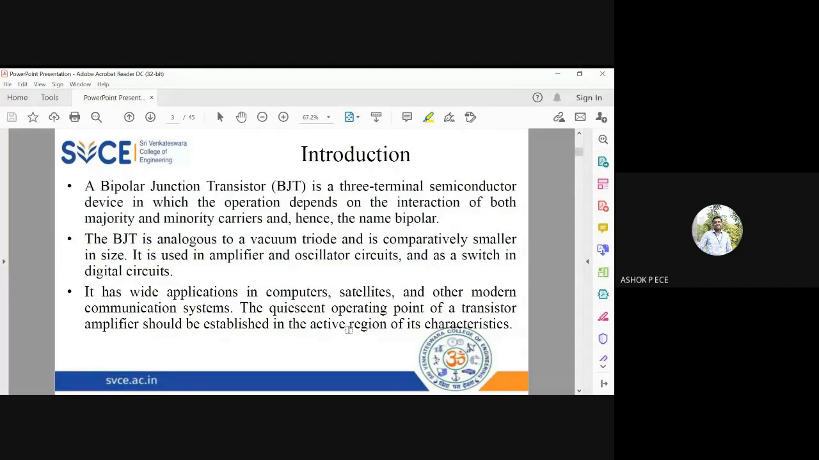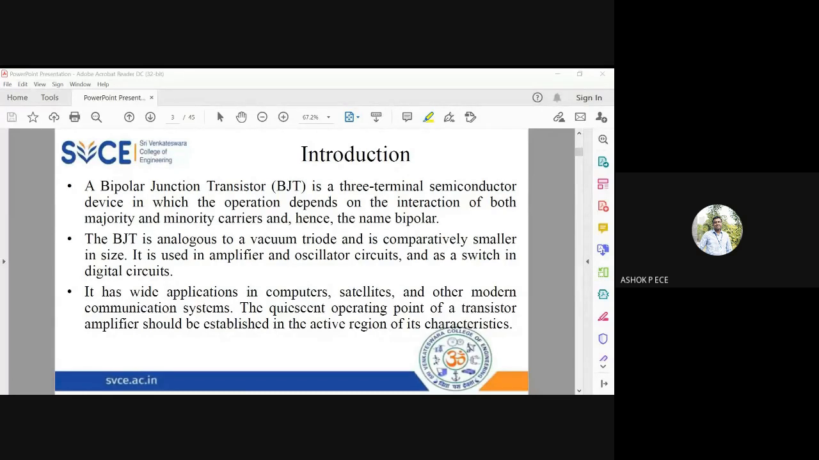So, as we discussed, we are going to focus completely on BJT. So, don't worry about MOSFET, FET, IGFET, whatever FET family devices. We are not going to consider them. We are going to narrow down our study to only BJT. This forms the basis of a three-terminal semiconductor device, right?